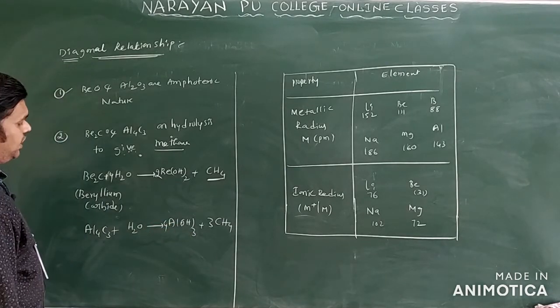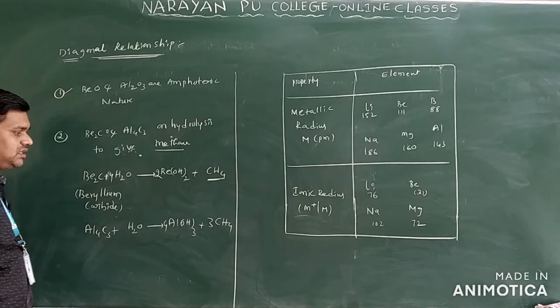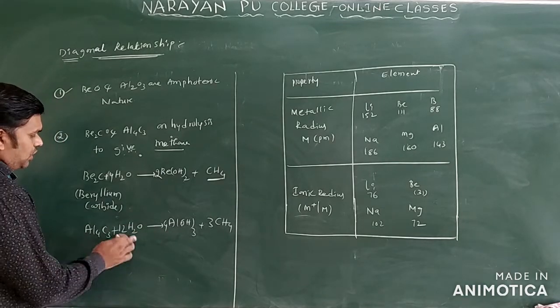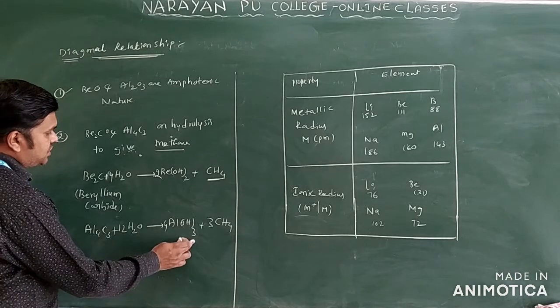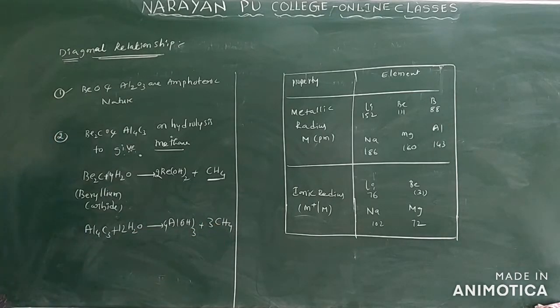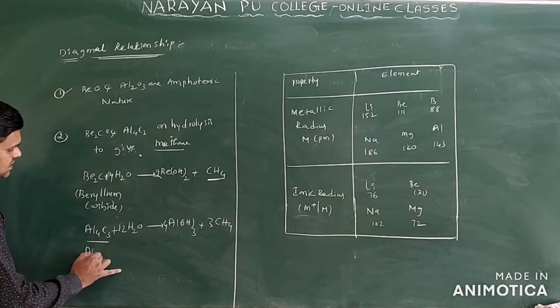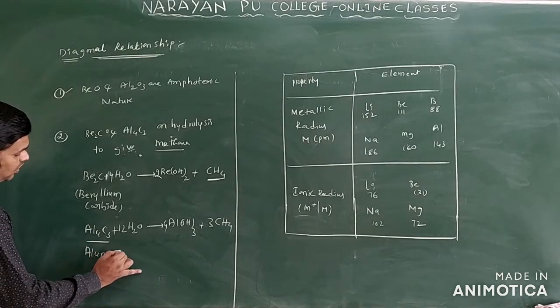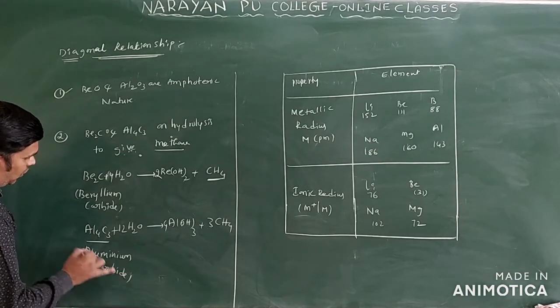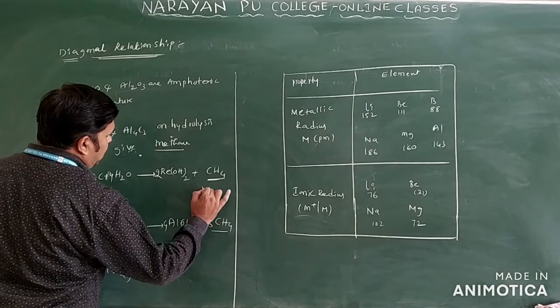So in total, how many oxygens are there? Here 3 is there. 3 into 4, 12. I will write here 12H2O. 12 into 2, 24 only. So this is 3 into 4, 12, plus 12, 24 only. What is the name of the compound? This is aluminum carbide only. Aluminum carbide on hydrolysis produces what?